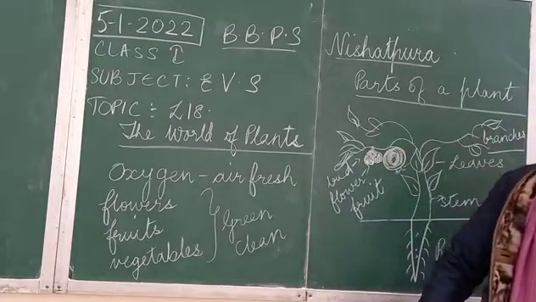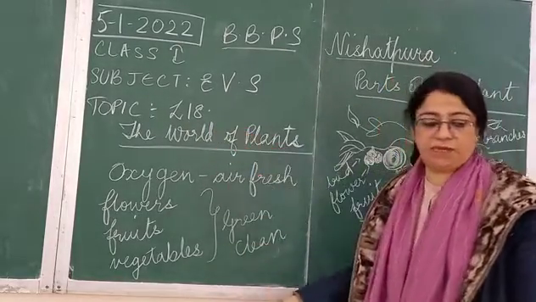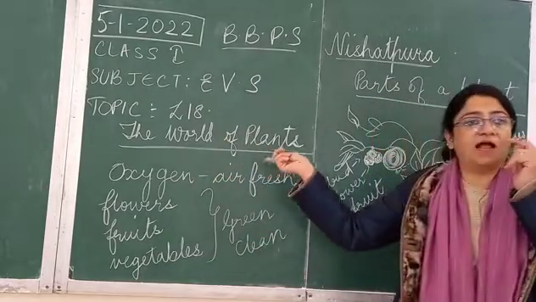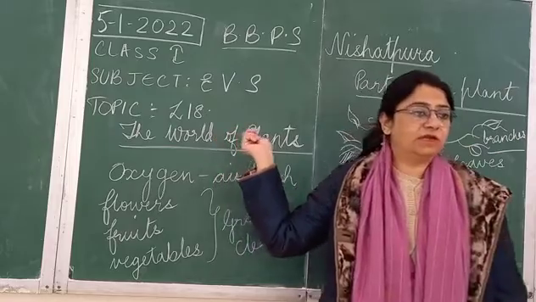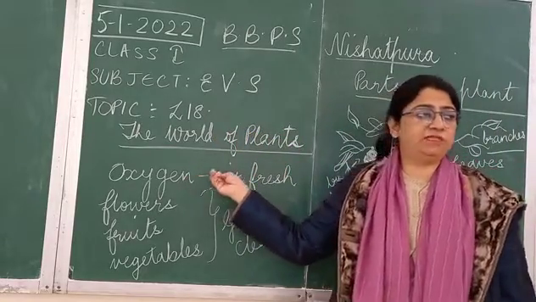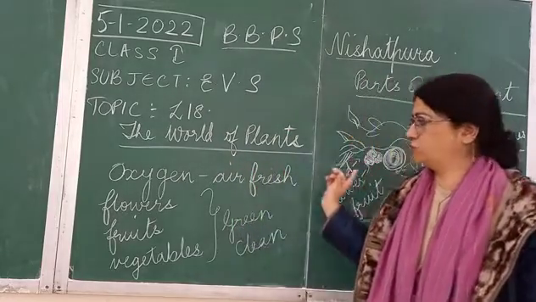So, children, yesterday we read the lesson The World of Plants, lesson number 18, page number 79. So, we know that plants are very important for us. Yes, plants give us oxygen. Oxygen makes the air fresh.